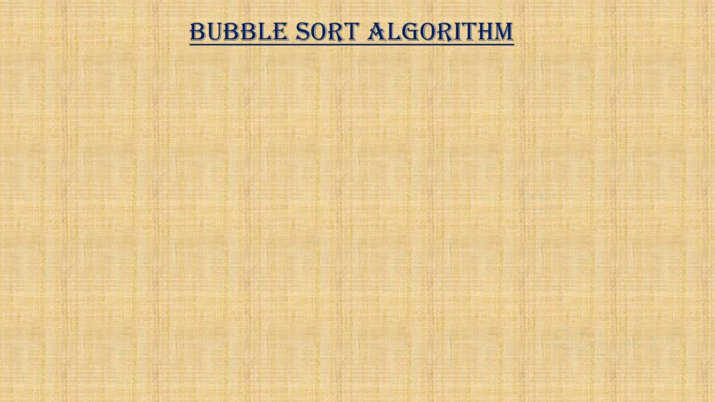Bubble sort is one of the techniques used in the Python programming language in order to search the elements from a list or an array. It is one of the easiest searching methods used in Python.